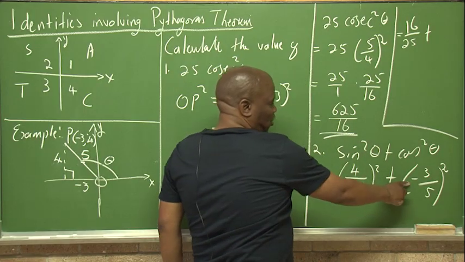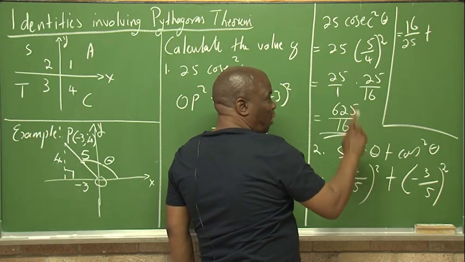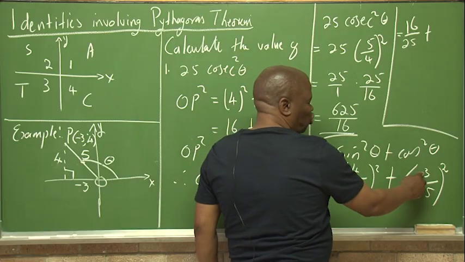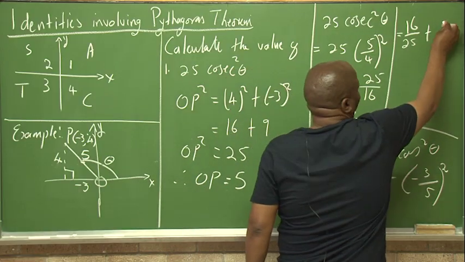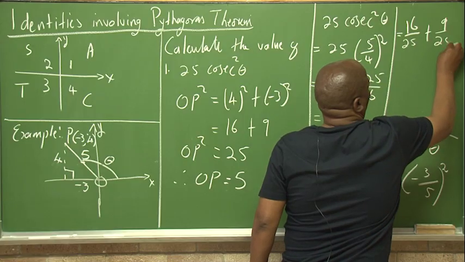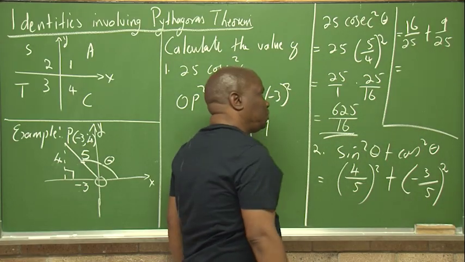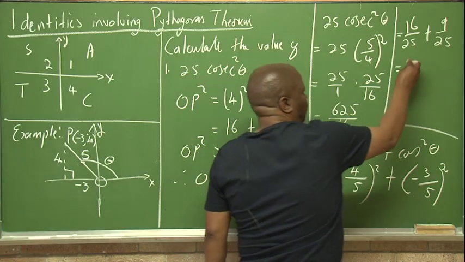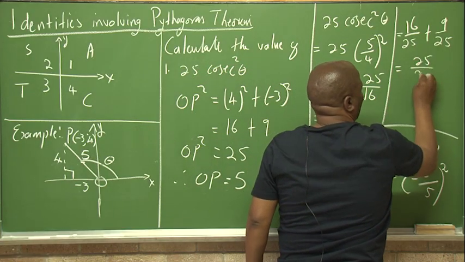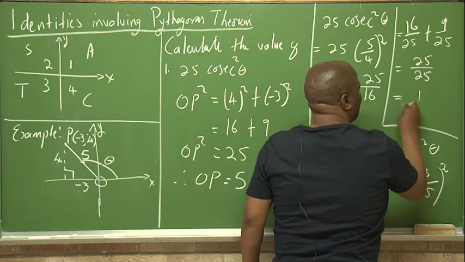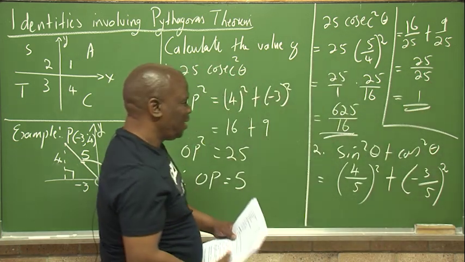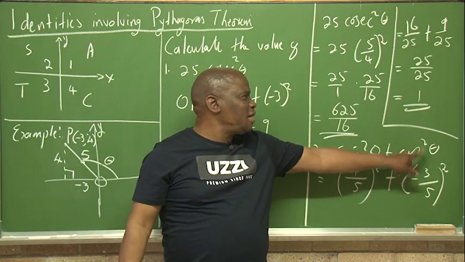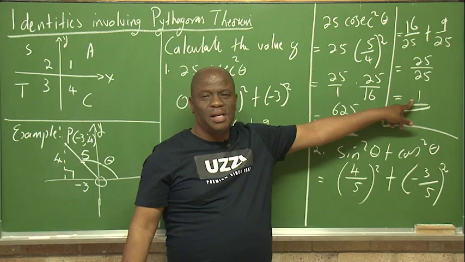Plus, check this one. It's negative, but because it's squared, the answer will be positive. If you square this, it will be 9 over 25. And let's add the two. 16 plus 9 will give you 25. It will be 25 over 25. Simplified, the answer is 1. Meaning sine squared theta plus cos squared theta, ultimately the sum will be 1.